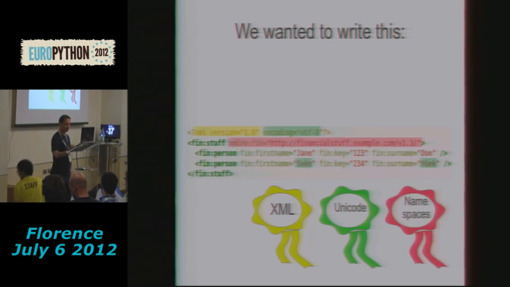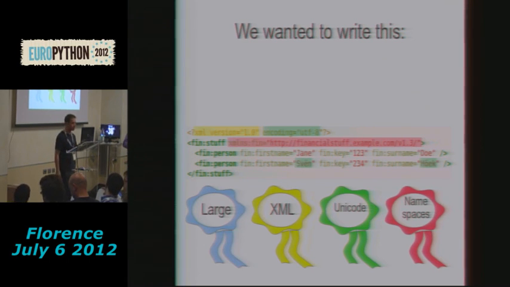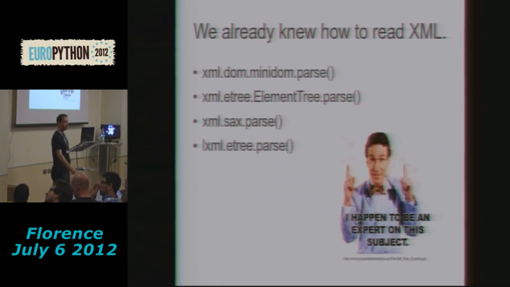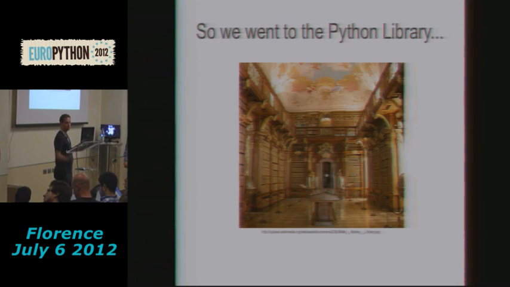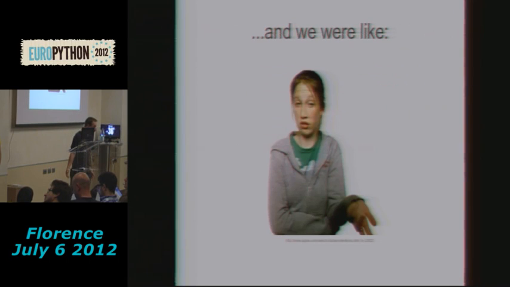It uses Unicode. It uses namespaces, and in our case, it also could become very large. It could become millions and billions of lines, and there was a complex XML hierarchy with interlinking elements. At the time, we already knew how to read XML. Python has very many libraries and modules to do that, and they're all pretty decent. So we thought, how hard can it be to write XML? So we went to the Python library, and here's what happened.